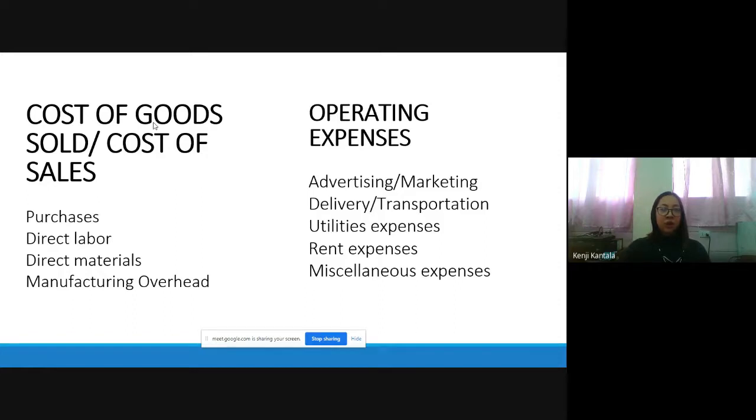Lastly, for our operating expenses, ito naman yung sa general expenses natin. So this involves your expenses to your sales department, sa mga office ng mga negosyo natin. So we have here your advertising or marketing expenses, your delivery or transportation expenses, utilities, rents, and other expenses.